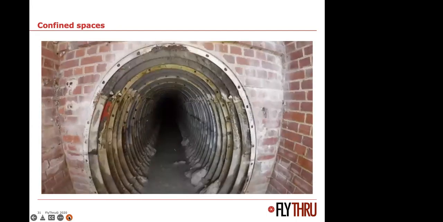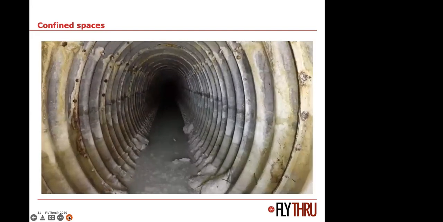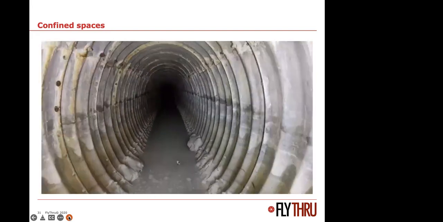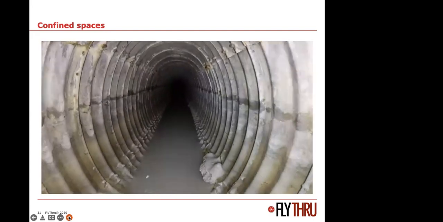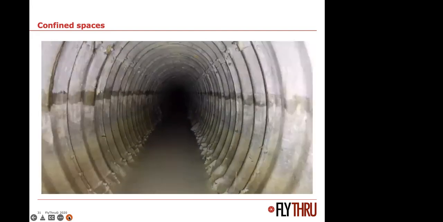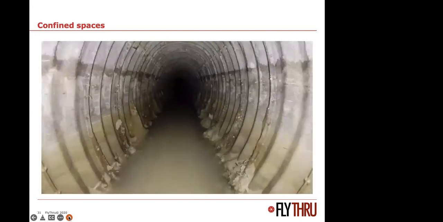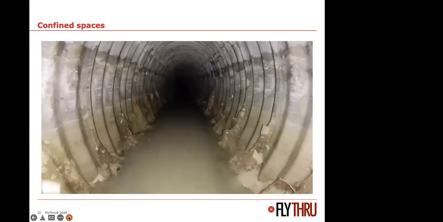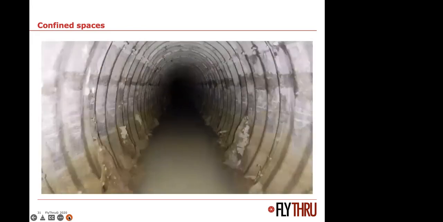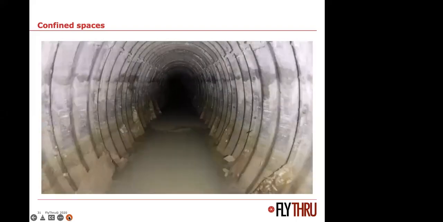It's not just pilot error, these are horrendous to fly. There's no GPS stability on them, and obviously we're in a GPS denied environment. These were 1950s and 60s remediation works that have been done in these adits. And we're able to show the condition by simply flying down the tunnel.